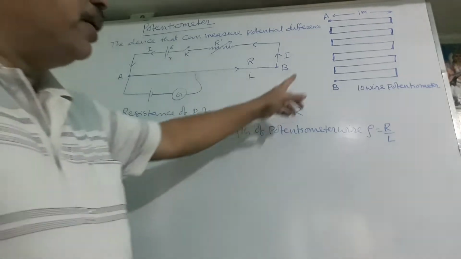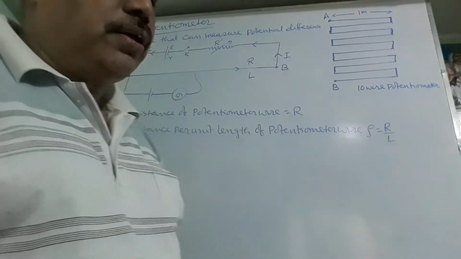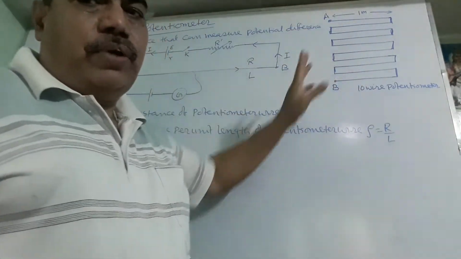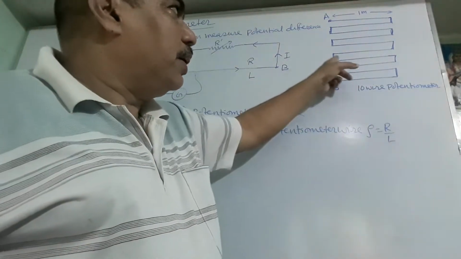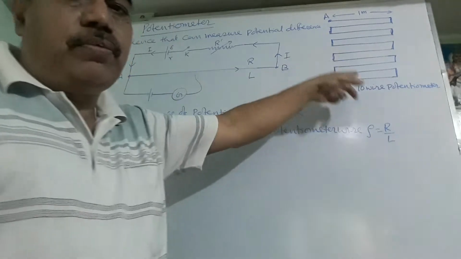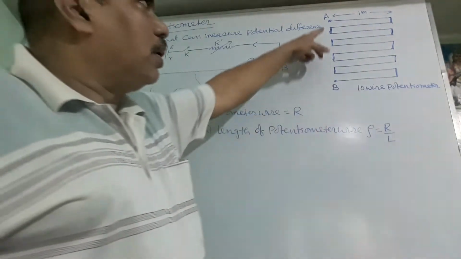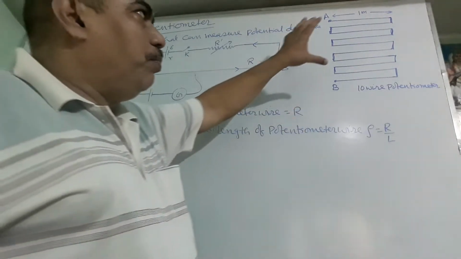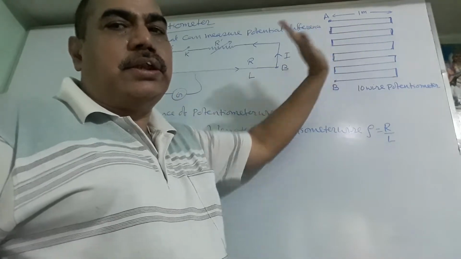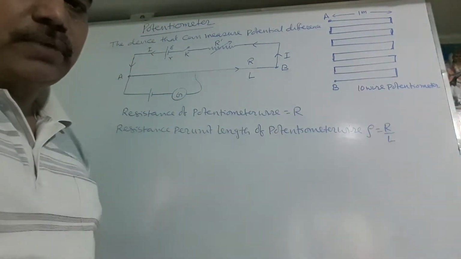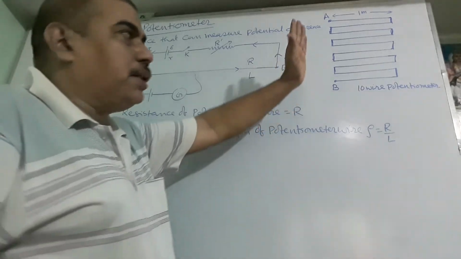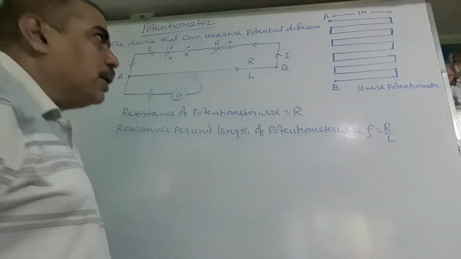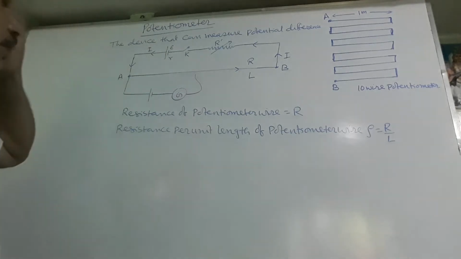In actual practice, we have this type of potentiometer, where 10 wires are there, 1 meter each. They are arranged in parallel and connected in this way so that the whole becomes a single wire, and the total length becomes 10 meters. Practically we prefer this in order to increase the sensitivity, so that a very small potential difference can be measured. We call this a 10 wire potentiometer. But to understand the theory, we will use this type.